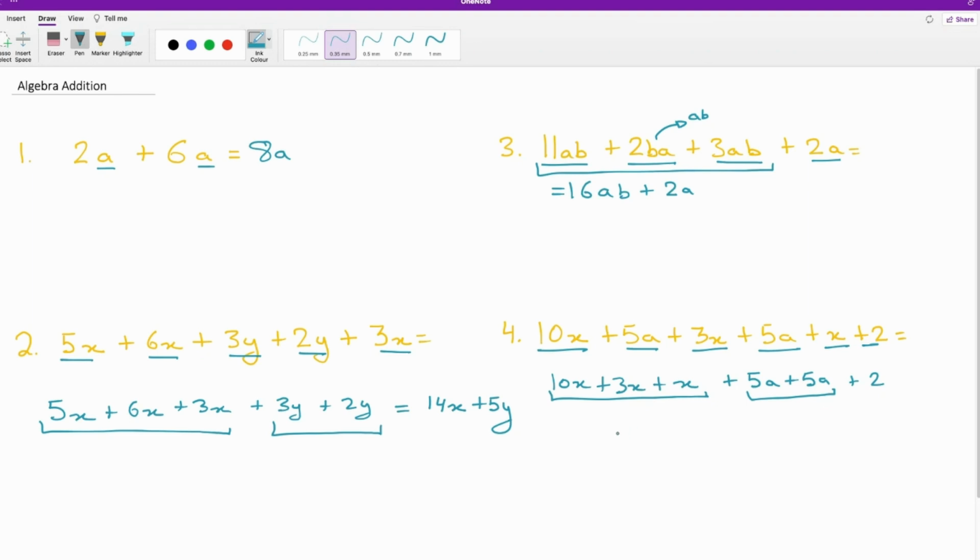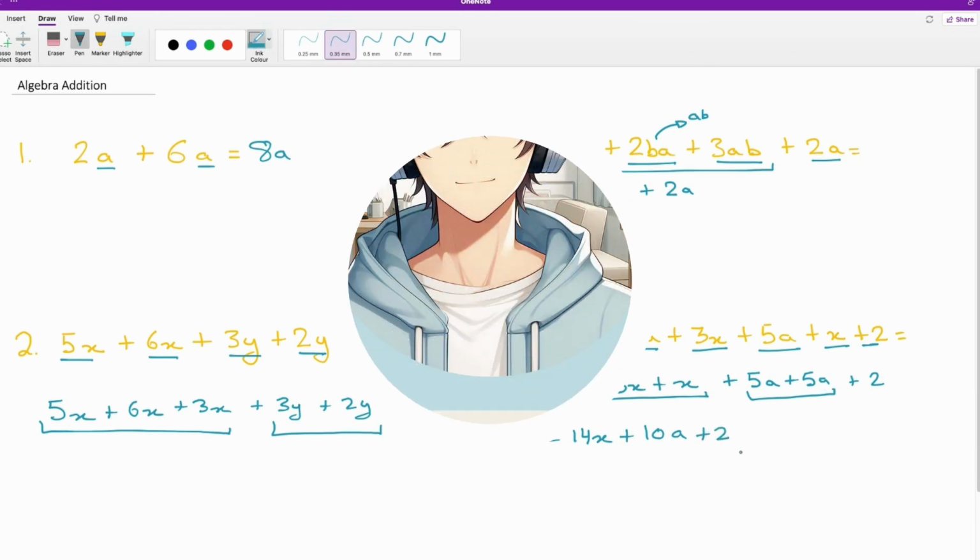Okay, now let's simplify this a little bit more. So 10x plus 3x gives us 13x. 13x plus x will give us 14x. That's our first part of the question done. The next bit, 5a plus 5a, that gives us 10a. And finally, we have this plus 2. Again, doesn't have any like terms, so we just leave it as is in our answer.